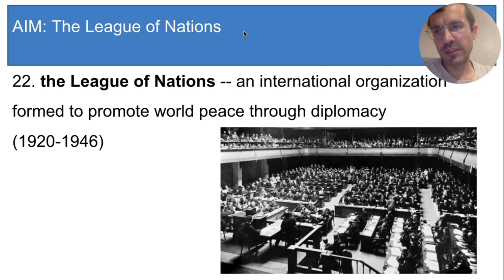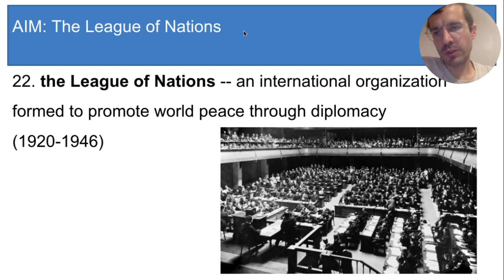In the League of Nations, every country in the world would have a representative. And those representatives would all meet regularly in a big hall like the one in this picture. And the idea was, if two countries had a conflict, they would solve it by having their representatives talk it out. In other words, they would use diplomacy instead of using war.